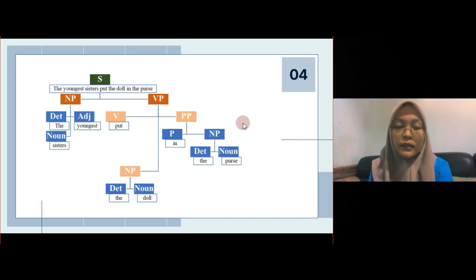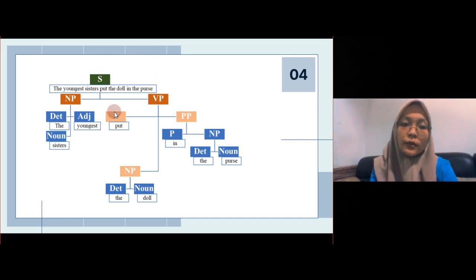And this is number 4. The sentence is: the youngest sister put the doll in the purse. The sentence is divided into two nodes; the first node is a noun phrase and the second node is a verb phrase. The noun phrase contains determiner, adjective, and noun, which is: the is a determiner, youngest is an adjective, and sister is a noun. And then the second node is divided into three nodes, which are verb, noun phrase, and prepositional phrase.